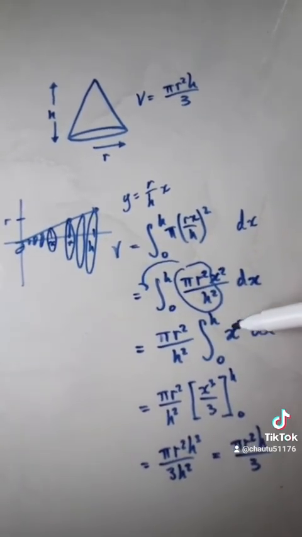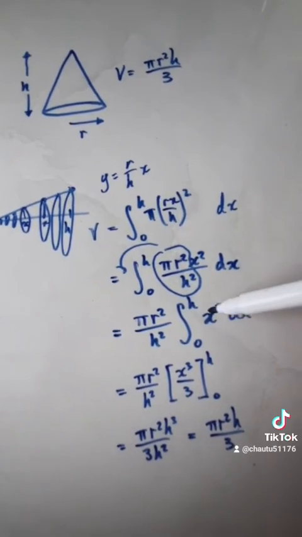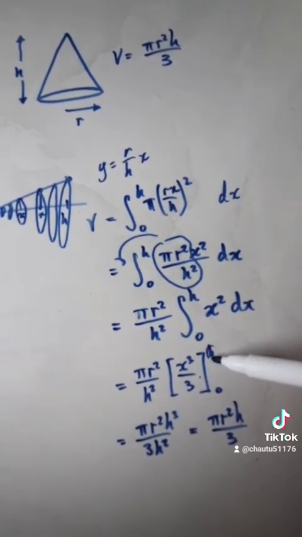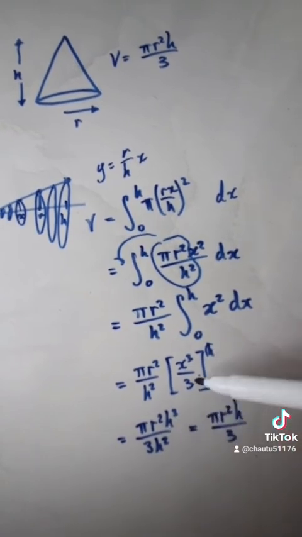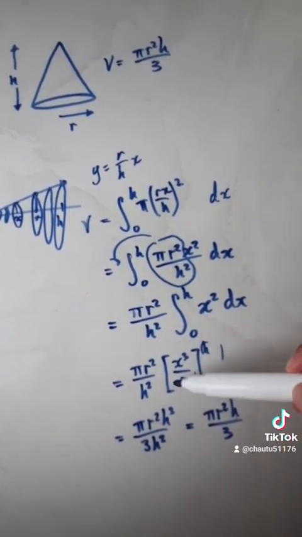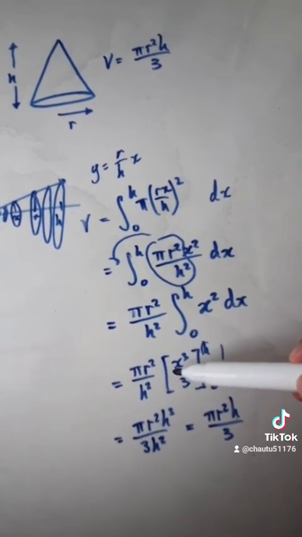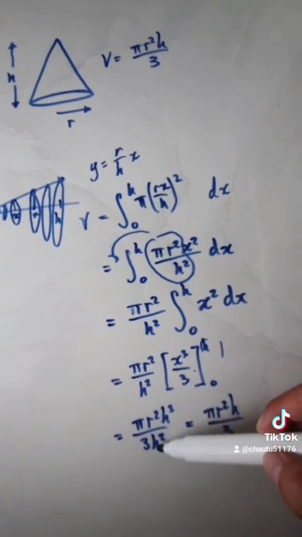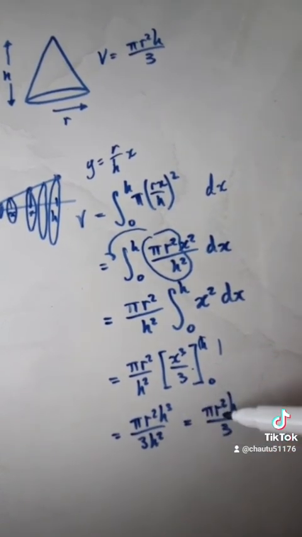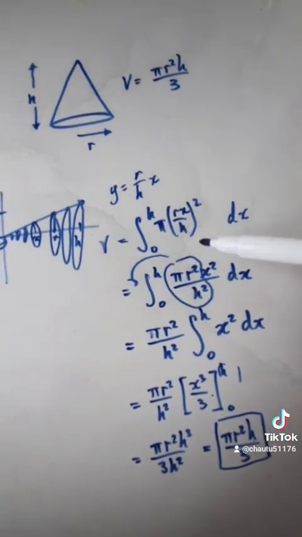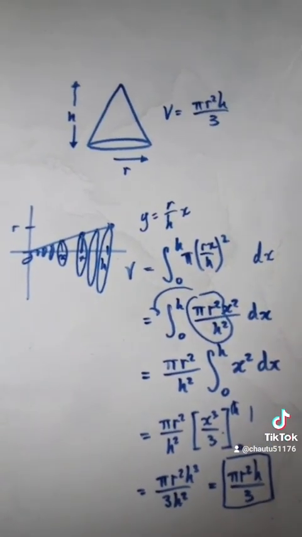So now it's just a matter of you integrating x squared. Integrate x squared, that will then give you this. And then put the h into here. And take away 0 and then put the 0 into here. Well, you will be shown how to do this integral thing in the future. But when you evaluate this whole thing, it will give you this. And then the h squared will cancel each other out, giving you this. So the volume of a cone is given by this, which is exactly the same as this. Okay?